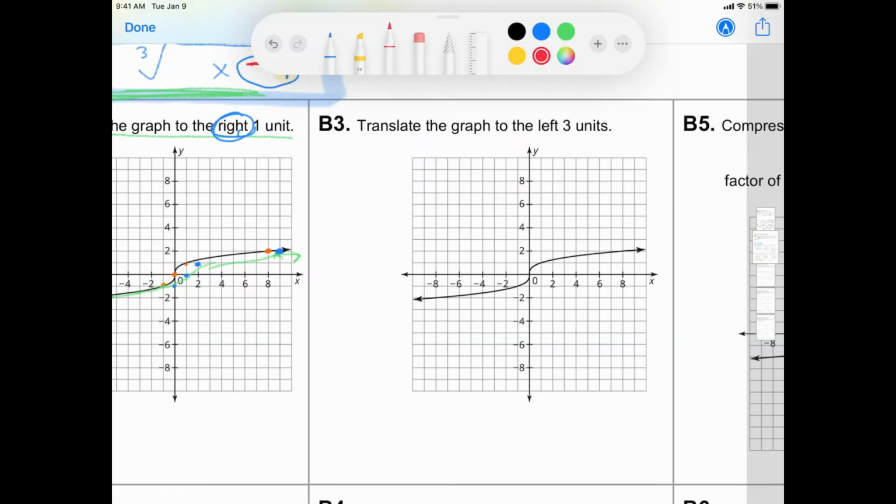B3, let's go ahead and translate the graph to the left 3 units. So again, I have to think about which letter I am going to use. Well, going to the left is a horizontal translation, so that would be the letter C. Pay attention now. If we're going C to the left, that is a negative 3. So I don't need A, B, and D. I'm going to highlight the C equals negative 3 and put it here.